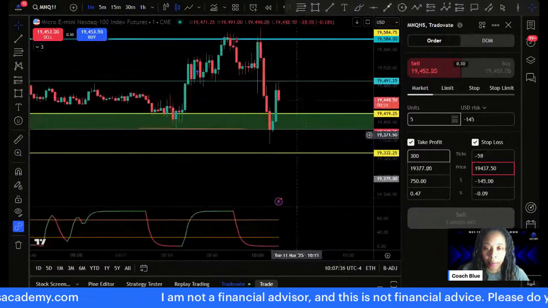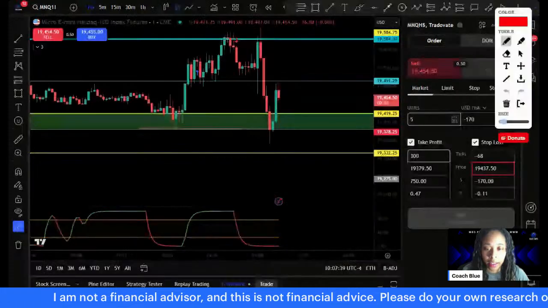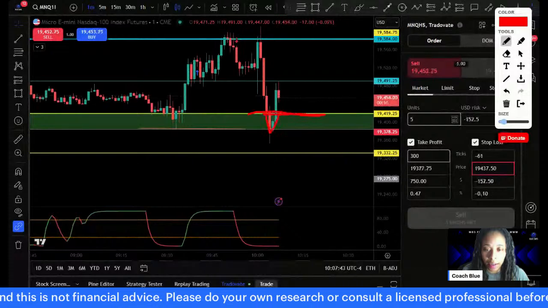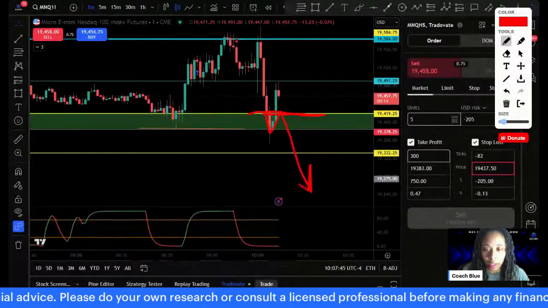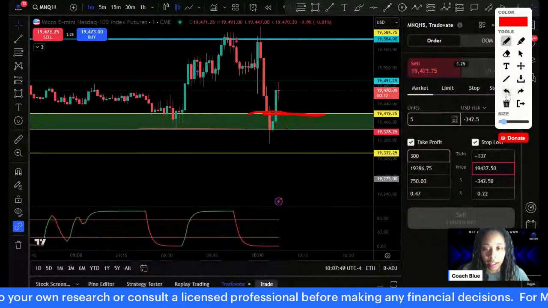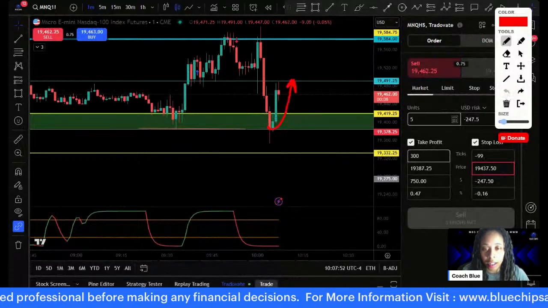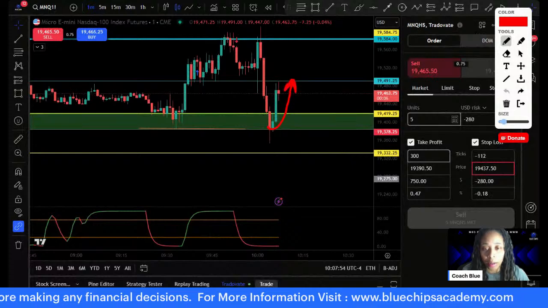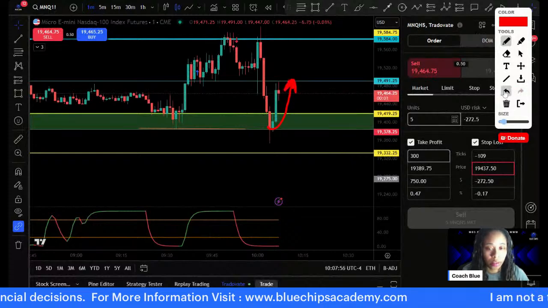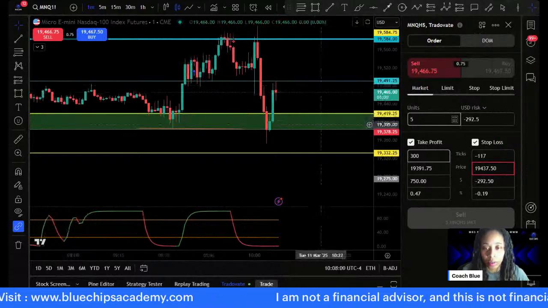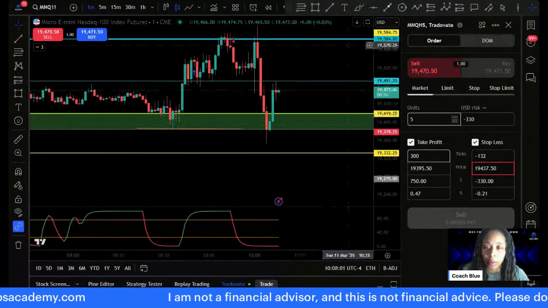But look how that pullback. If this was a pullback, guys, price would have stayed beneath this area. It would have just come here, used it as resistance, and then gone down. But it didn't do that. It broke through, which shows us that there's a lot of buyers here, and we're looking at a potential reversal. So let's see what we get.